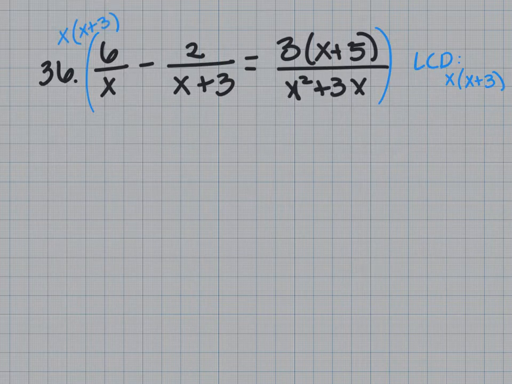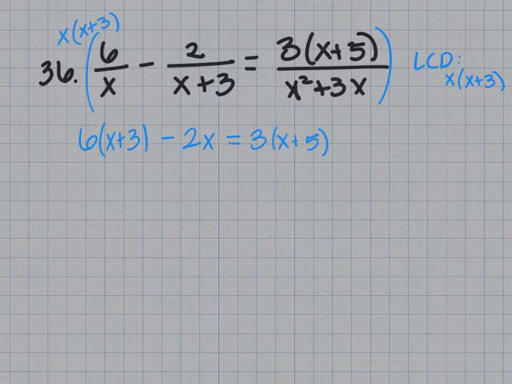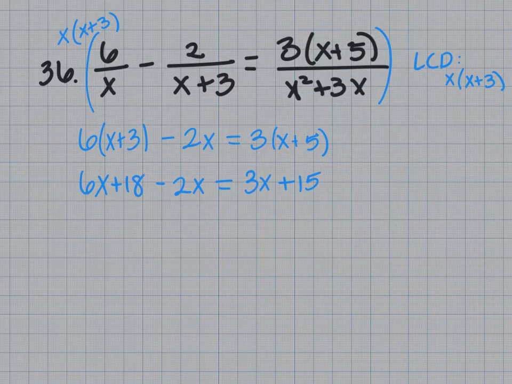When I distribute that through, I get 6 times x plus 3 minus 2 times x equals 3 times x plus 5. I'm going to get rid of those parentheses, so I get 6x plus 18 minus 2x equals 3x plus 15. Sorry, I'm going to combine like terms on the left. So I get 4x plus 18 equals 3x plus 15.